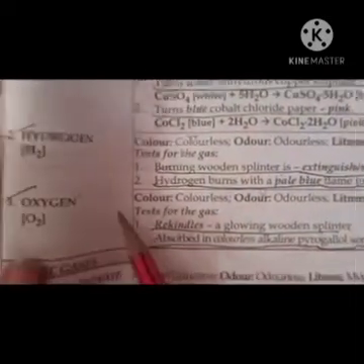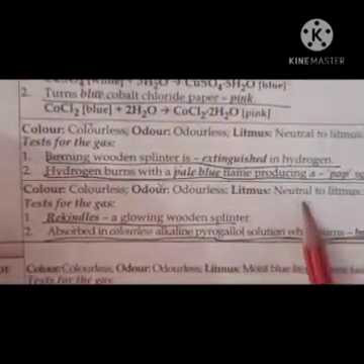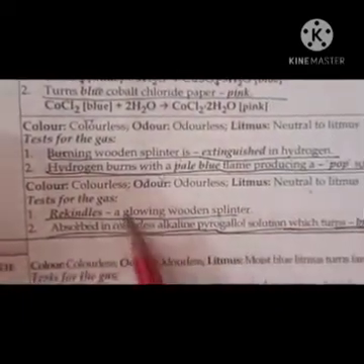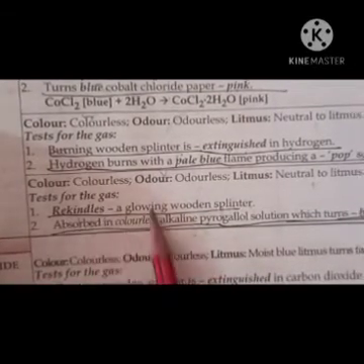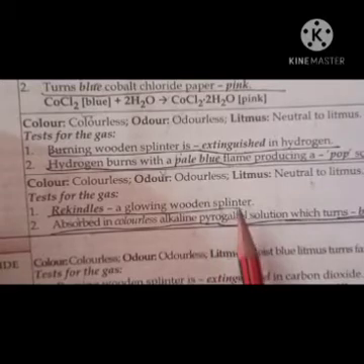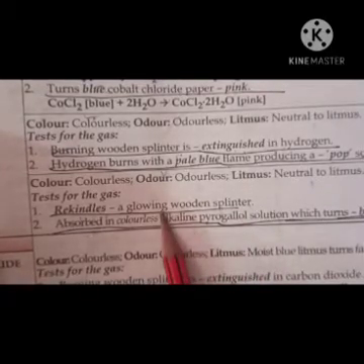Third is your oxygen gas. It is colorless, odorless and neutral to litmus. And the test for oxygen gas is that it always rekindles a glowing wooden splinter, means when you bring a wooden splinter near the oxygen gas, it burns with flame.